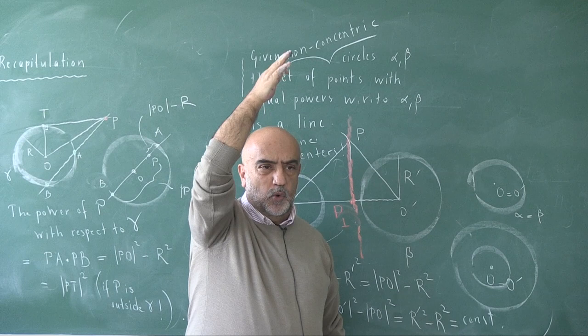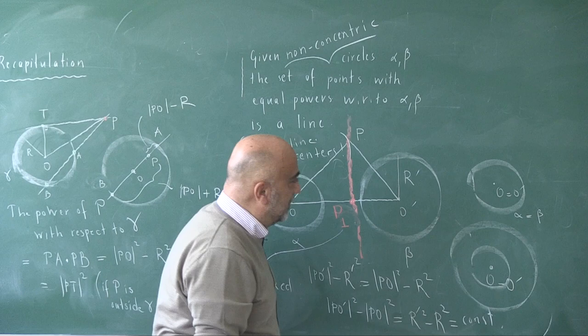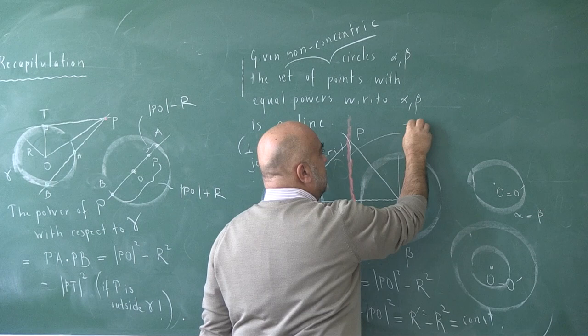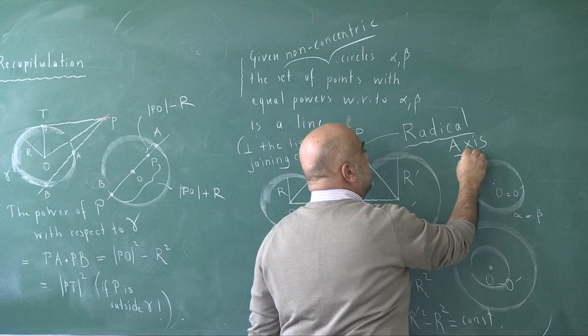So the set of points with equal powers with respect to both circles is a straight line. Now that's interesting. So check the terminology. This red line is called the radical axis. Radical axis of the circles alpha, beta.